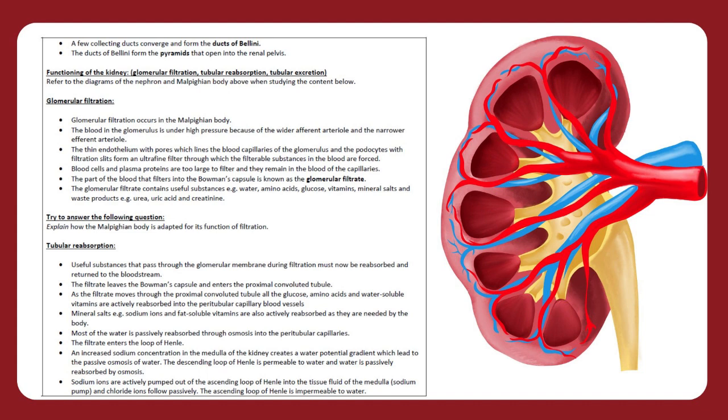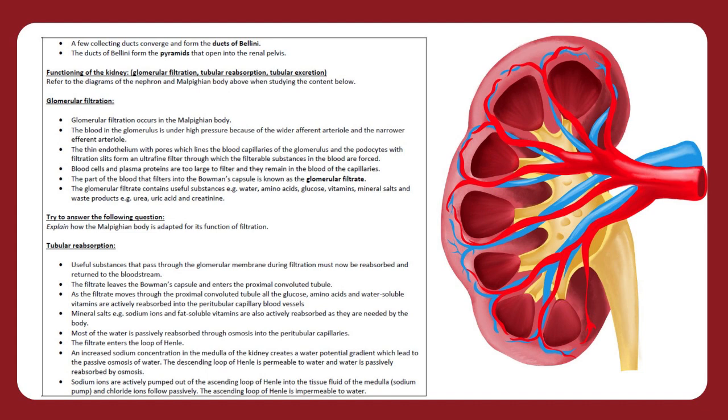Functioning of the kidney: glomerular filtration, tubular reabsorption, tubular excretion. Refer to the diagrams of the nephron and Malpighian body above when studying the content below. Glomerular filtration. Glomerular filtration occurs in the Malpighian body. The blood in the glomerulus is under high pressure because of the wider afferent arteriole and the narrower efferent arteriole.